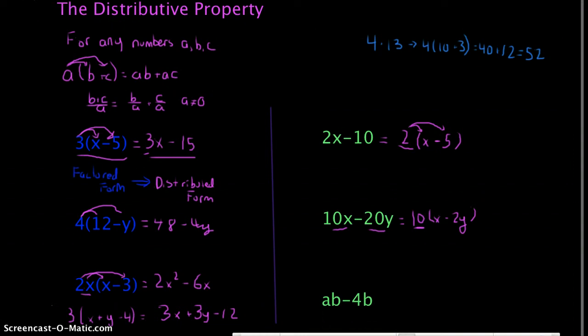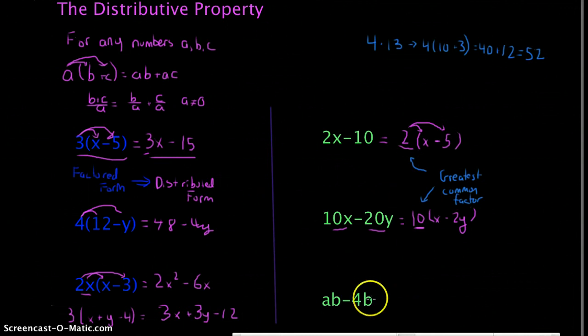Just in terms of vocabulary, we call this number that we pull out the greatest common factor. Okay? And 2 is also my greatest common factor.